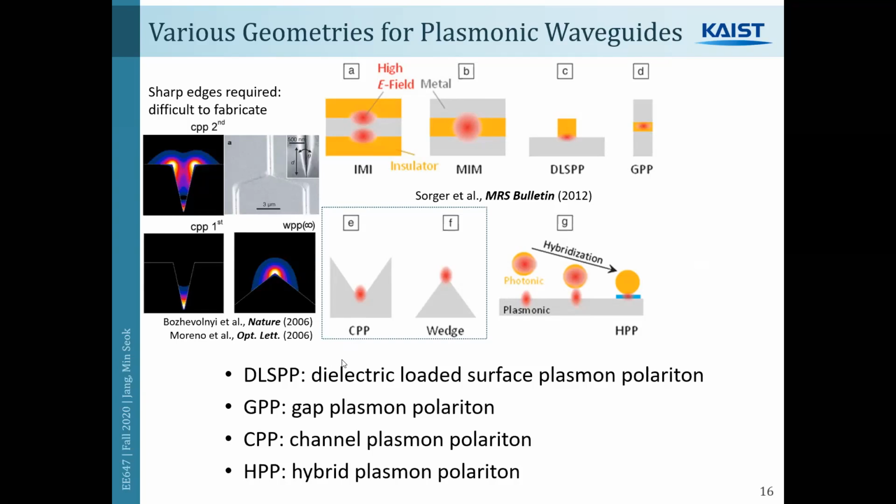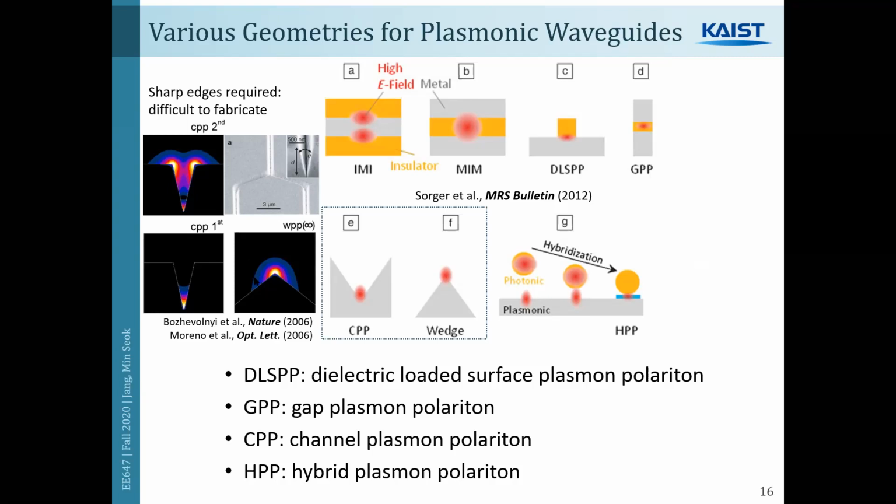And people also talked about these two waveguides. This is called the channel plasmon polariton, and this is called the wedge plasmon polariton, the wedge waveguide. In the channel plasmon polariton, you can see the mode is actually confined inside the valley, okay? And in the wedge waveguide, the mode is at the peak, okay? And you can easily imagine that this mode is kind of similar to the MIM waveguide, and this one is kind of similar to the IMI waveguide, right?